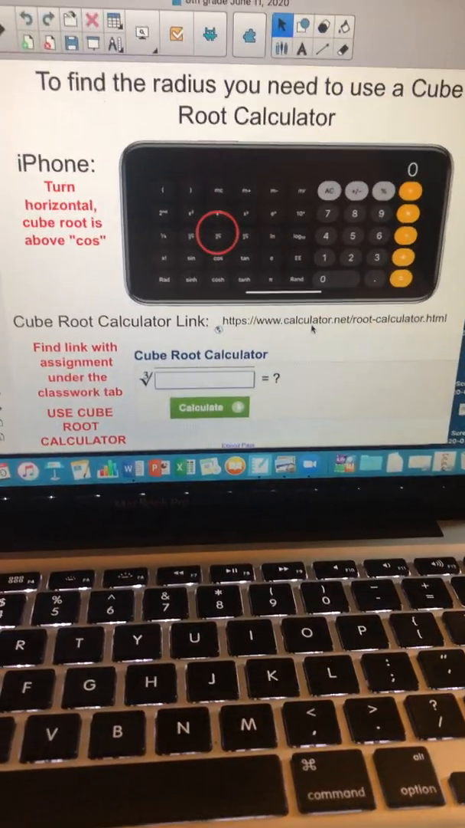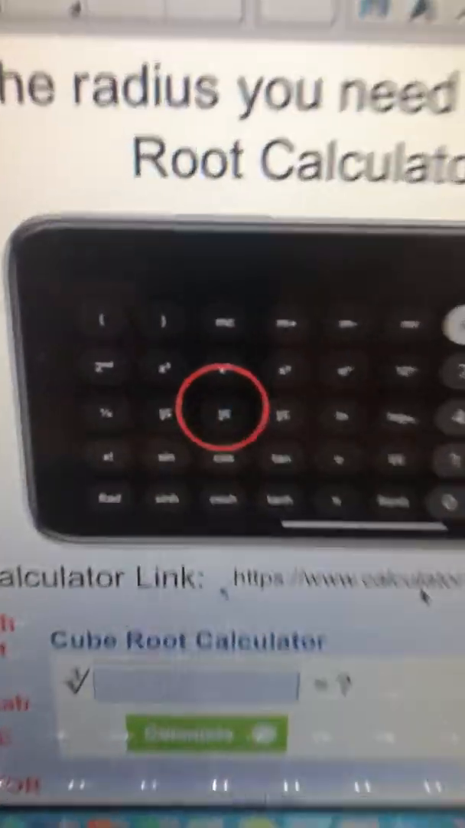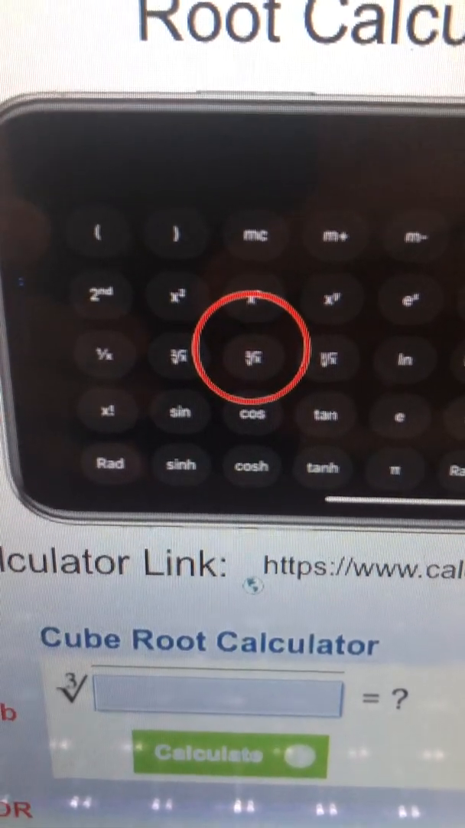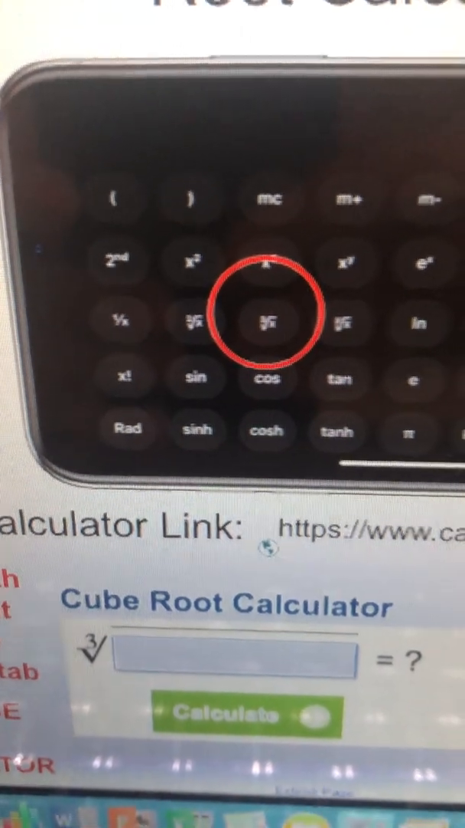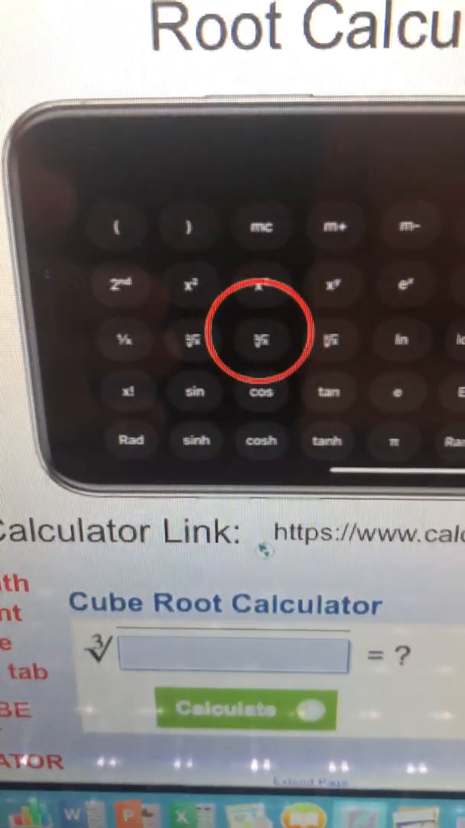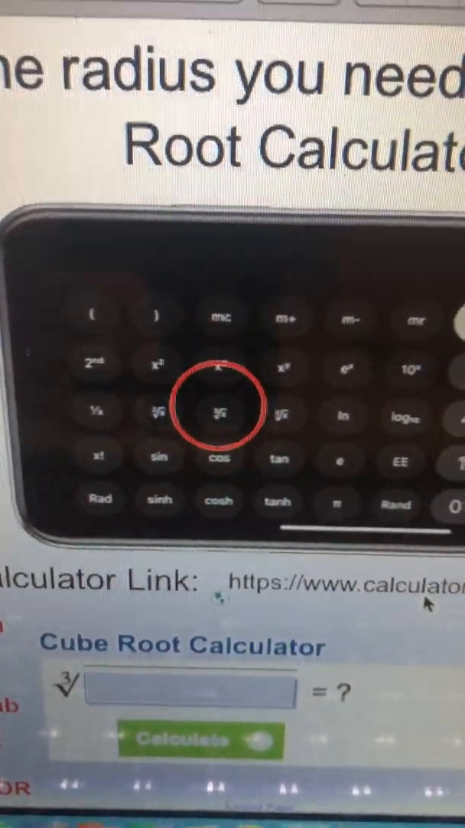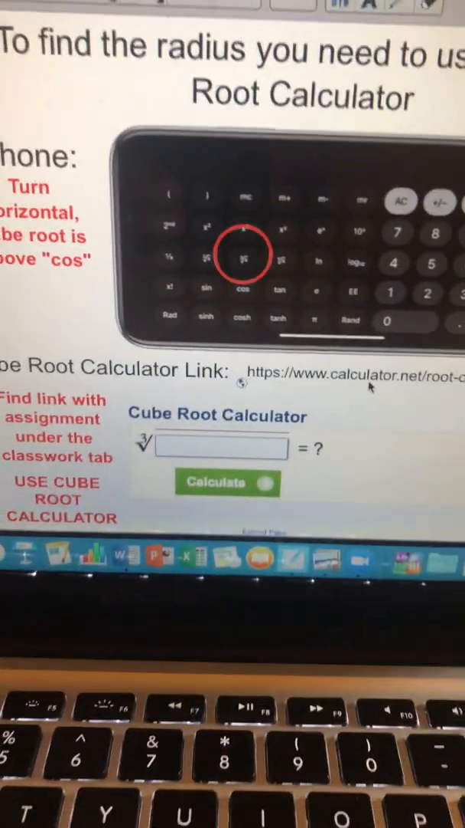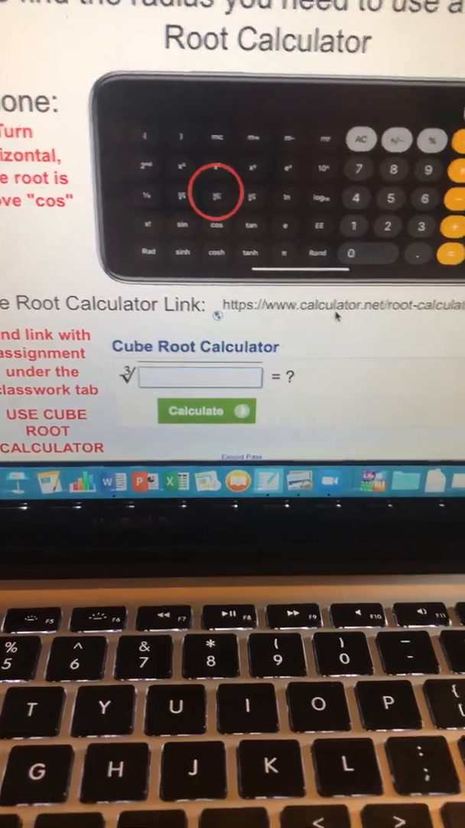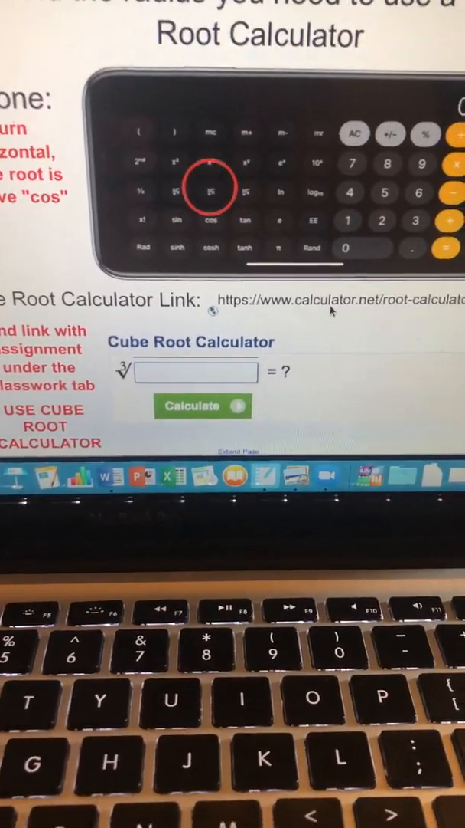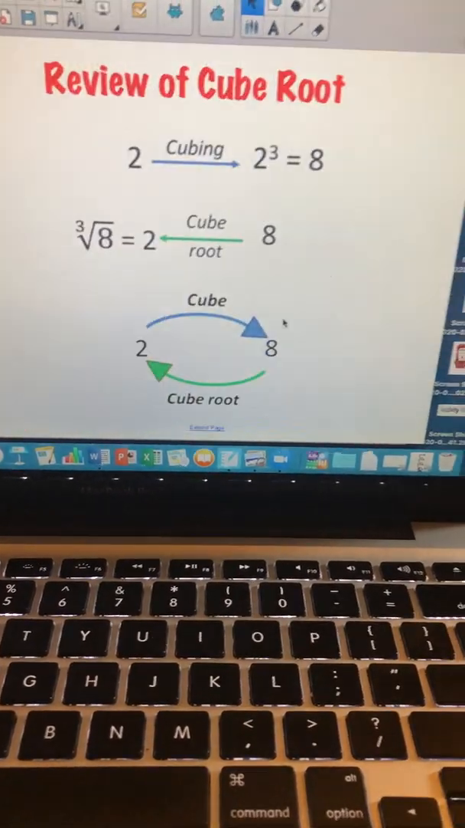Okay, so here is the cube root calculator. If you have your iPhone and you turn it horizontally, you'll see it located right there above the COS. Okay, and you can do the cube root in your calculator by putting the number in first that's underneath the radical symbol, and then press that key and it will find the cube root for you. Otherwise, you're going to use the calculator link that's provided in the lesson directions. That's what I'm going to be modeling with so that you guys can see that, okay? But I'll keep referring to the phone as well because I know a few of you were using that.